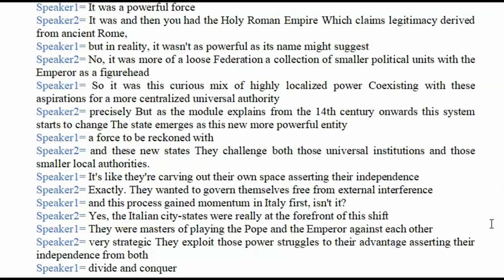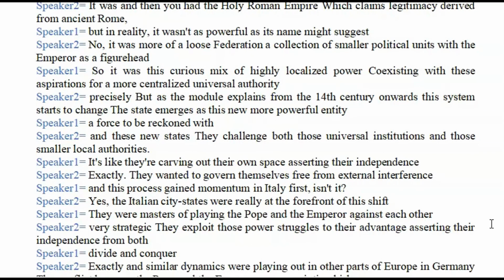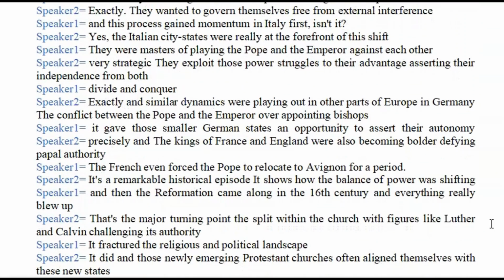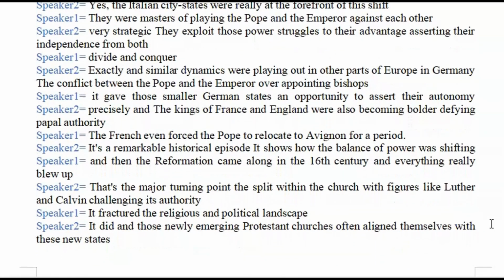They were masters of playing the Pope and the Emperor against each other. Very strategic. They exploit those power struggles to their advantage, asserting their independence from both. Divide and conquer. Exactly. And similar dynamics were playing out in other parts of Europe.